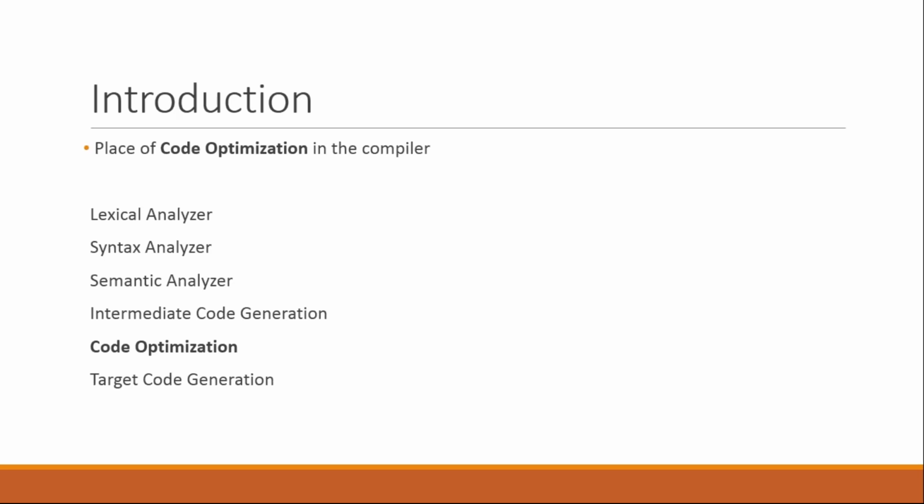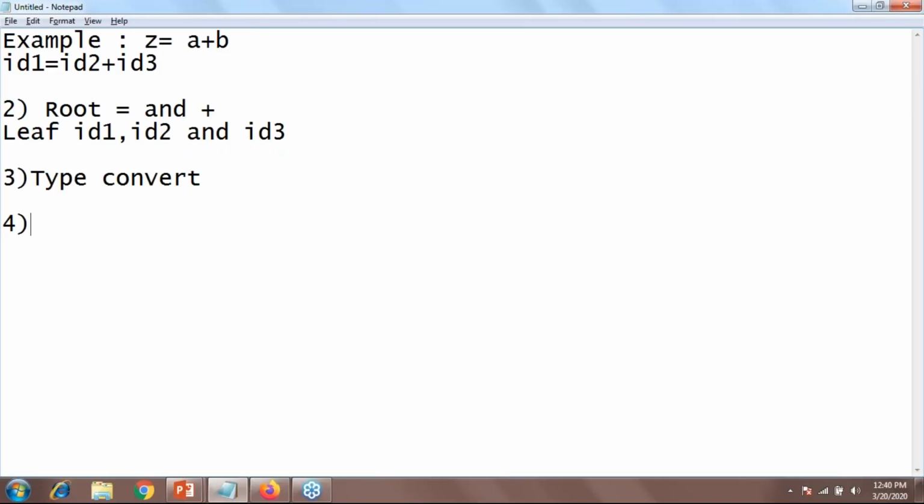So if we see the example z = a + b, then as we discussed in our session, intermediate code has different forms. The first form is the three address code generation. The second form is the syntax directed definition tree, and the third form is known as the postfix notation.